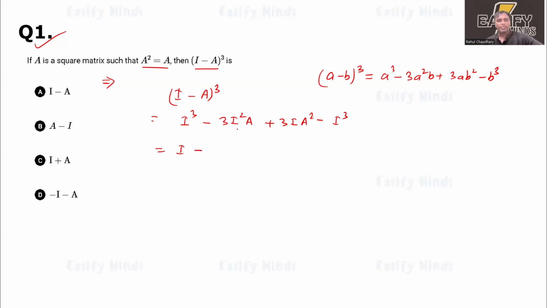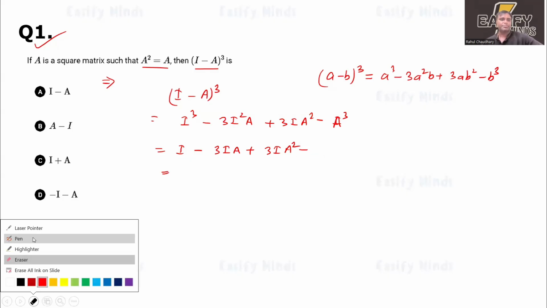I cube is I, I square is also I, into A square, minus A cube. I cube is I. So plus I and minus I will get cancelled. Not I cube, it is A cube, right? A little bit of mistake. It is A cube.